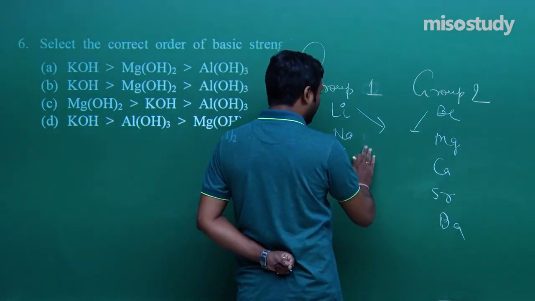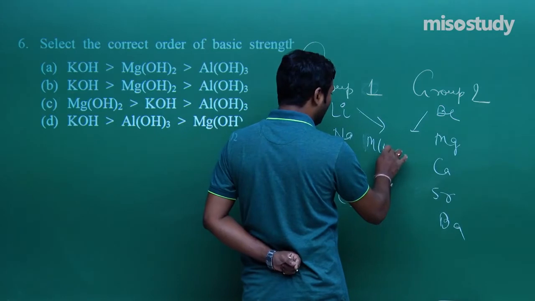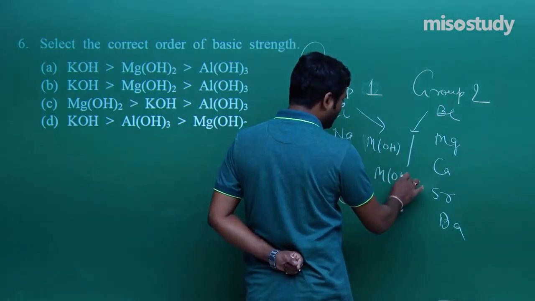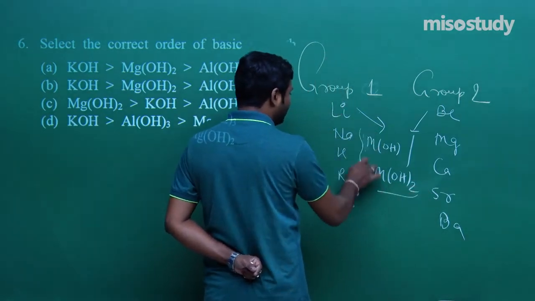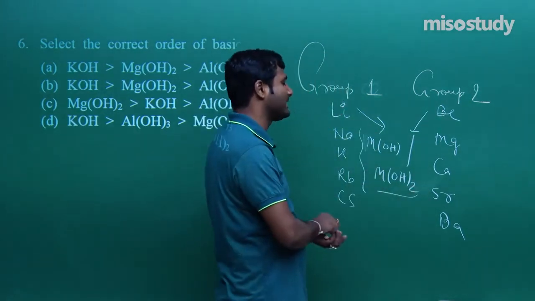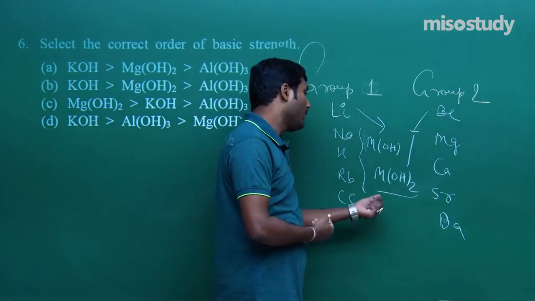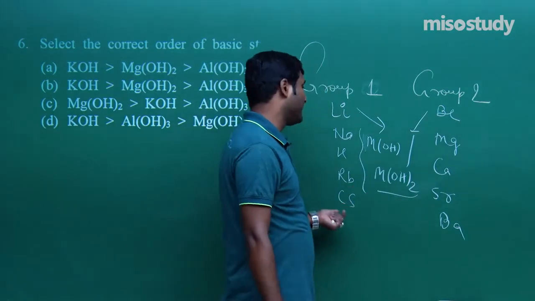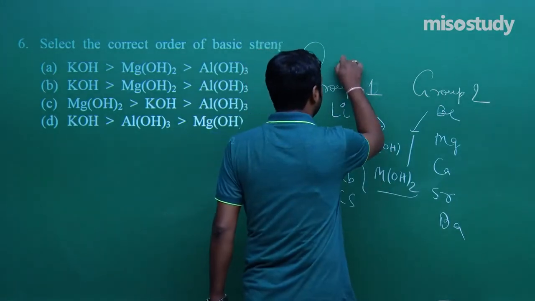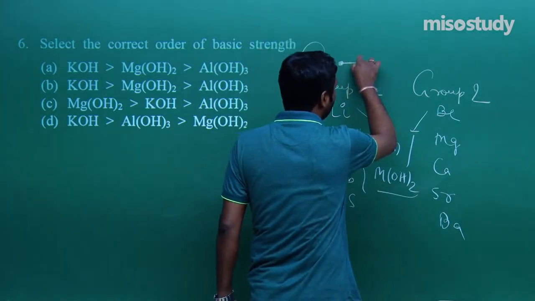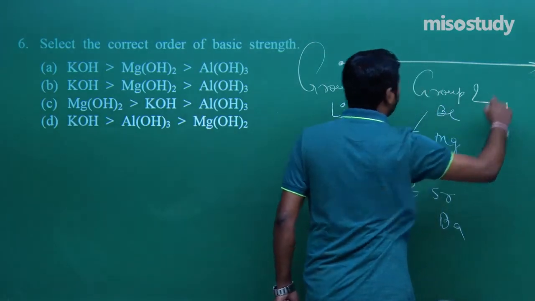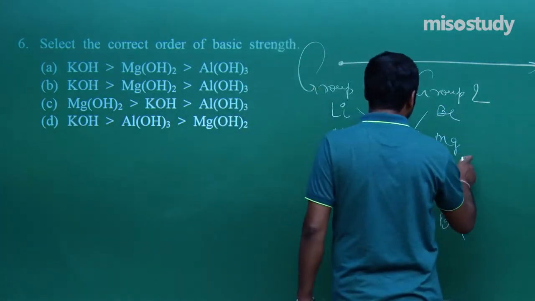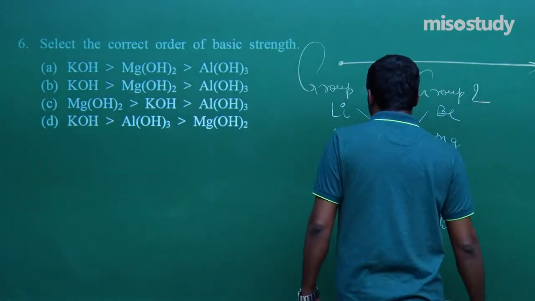They form bases of type MOH and M(OH)2. Clear to you? And these all form water soluble bases, and these are highly strong bases. As we know, as we move along the period, the non-metallic character increases, and in this case the basic character decreases.